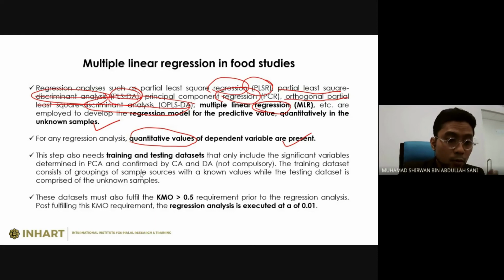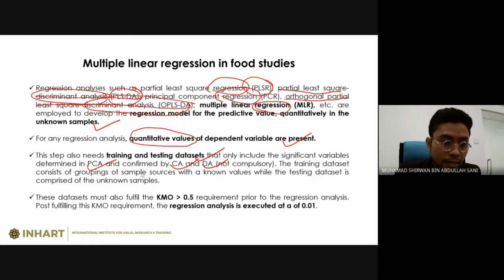Okay. This step also needs training and testing data sets. This is similar to discriminant analysis. We still need training and testing data sets that include the significant variables determined in PCA and confirmed by CA and DA, but it's not compulsory. You can just do it directly before conducting PCA and CA or even DA, no problem. But it is good if you have a flow of research: start with PCA, confirm with CA, and then go directly to DA or even directly to, sorry, MLR, multiple linear regression.